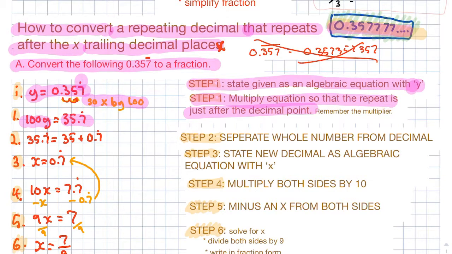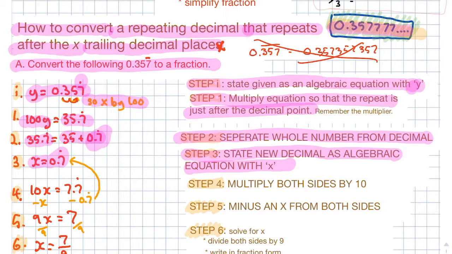Step 2, separate the whole number from the decimal. So all we're doing is expanding it out. 35.7 repeat is really the same as 35 plus 0.7 repeat. Now, step 3, state the new decimal as an algebraic equation with x. So this is our new decimal here, 0.7, and we're just going to state that as x equals 0.7 repeat.